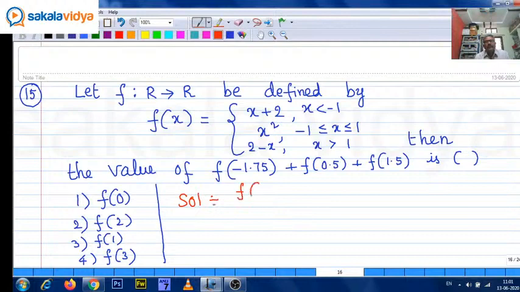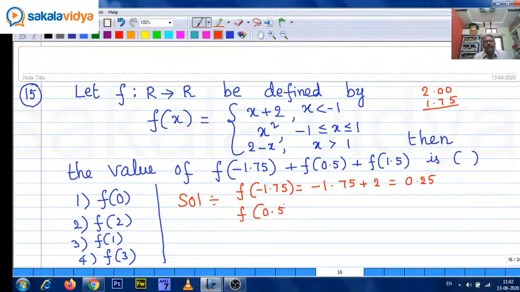So f of minus 1.75: x is less than minus 1, so minus 1.75 plus 2. That means from 2 subtract 1.75, you will be getting 0.25. Now f of 0.5.